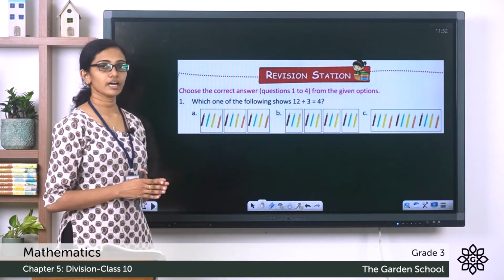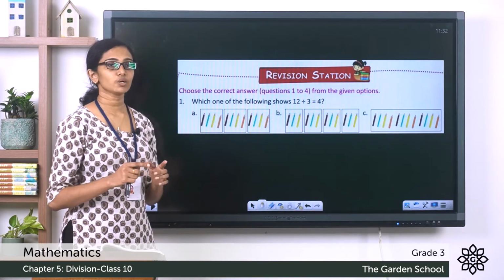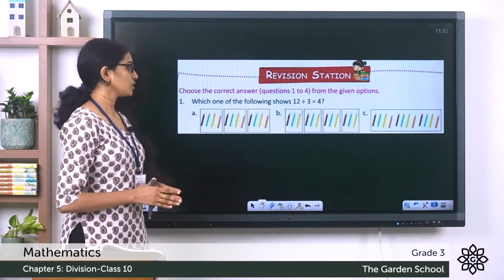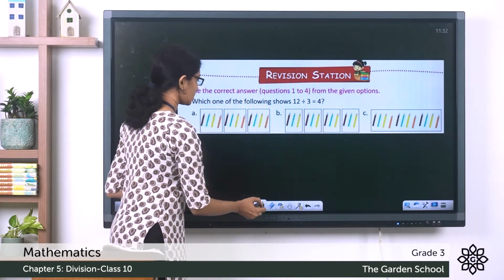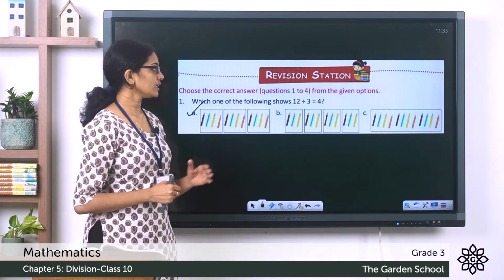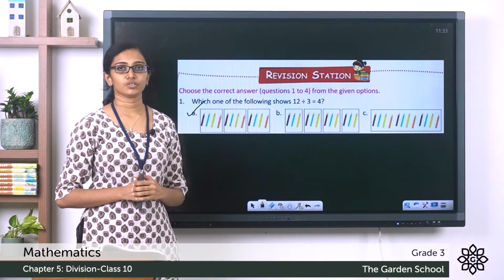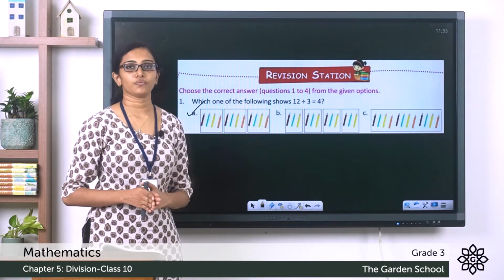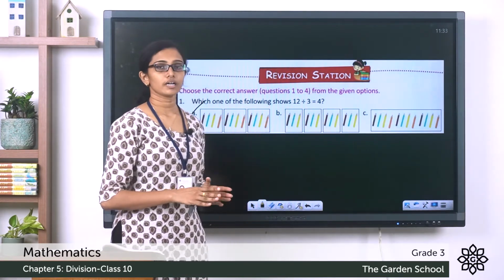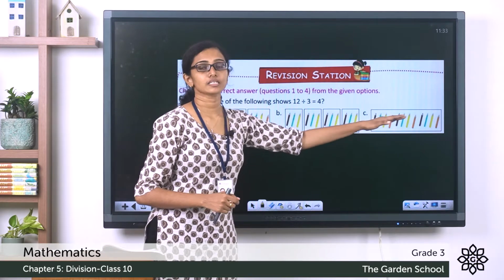The first one, here there are a total of 12 pencils and these 12 pencils are divided equally into 3 groups and each group has 4 pencils in it. So this option is the correct choice for the given question. What about the second option? B. Here 12 is divided into 4 equal groups and each group has 3 each. So this is 12 divided by 4. And the last one, option C, there you have 12 pencils and it is not divided into any more groups. It's in one single group. So that is 12 divided by 1 is equal to 12.